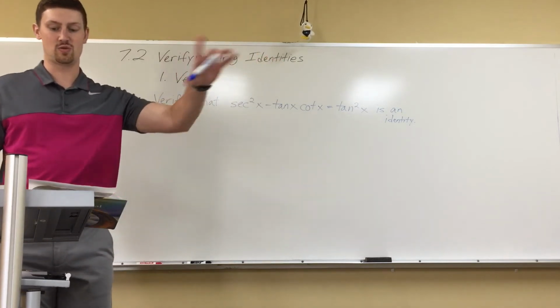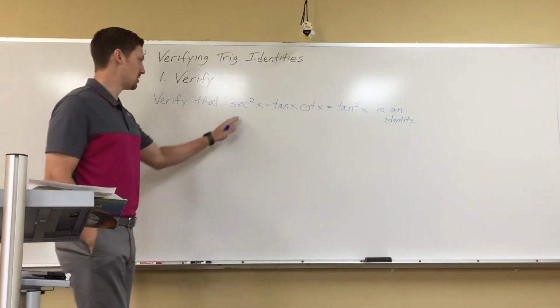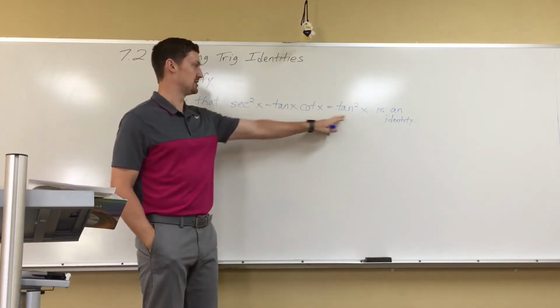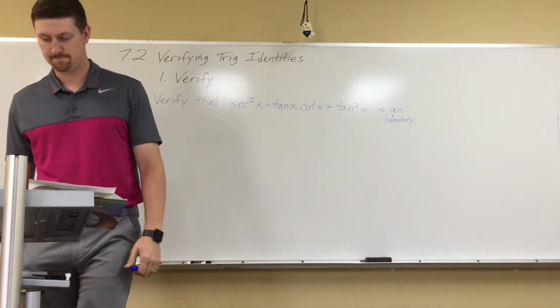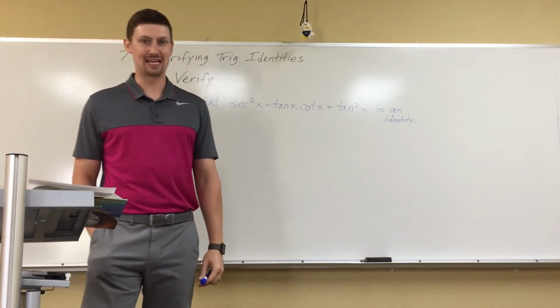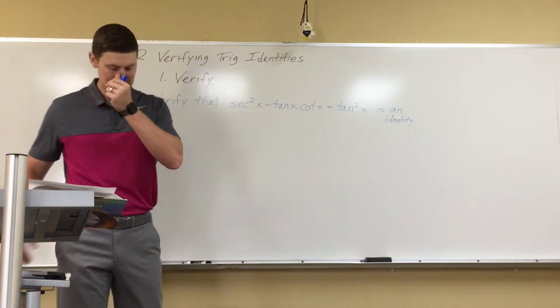Verify that those two sides are equal. In other words, does all of this equal tangent squared? And if that's true, we have a trig identity. Which one's more complicated? That's the one we want to start with. It's pretty obvious, the left side. This side is more complicated.